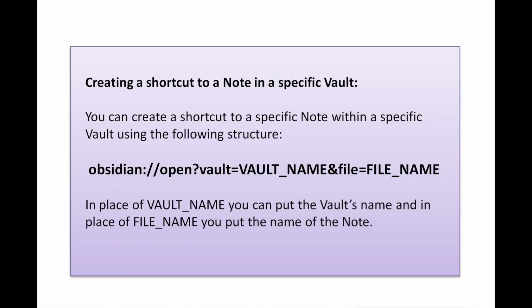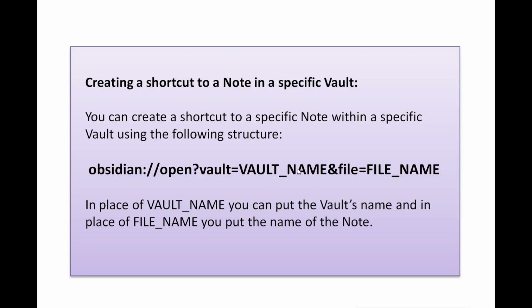Okay, this is the structure when you want to create a quick launch shortcut that opens a particular note within a particular vault. You can see the beginning structure is the same as we saw before, up to the equal sign. And here you put the vault name or the vault ID. And then we have this additional part, and file equals, and where it says file underscore name, you would put the name of the note that you want the vault to open to.